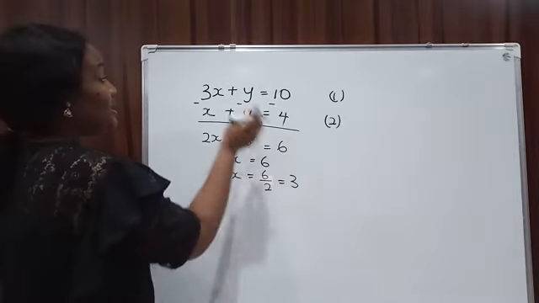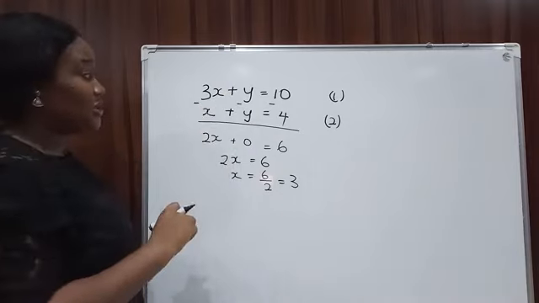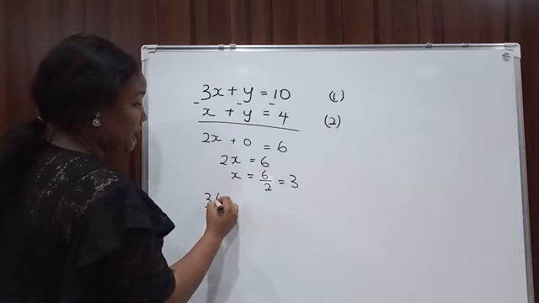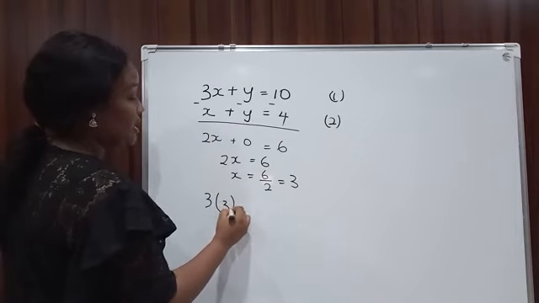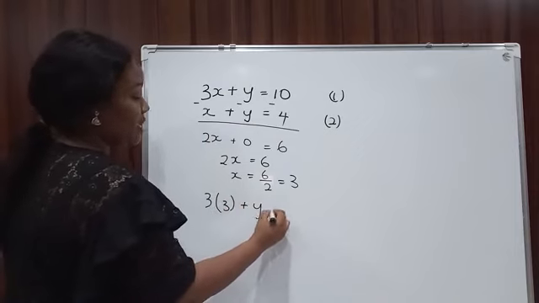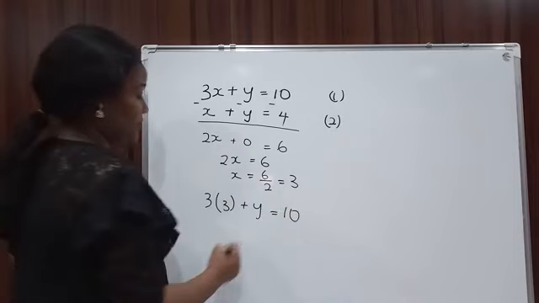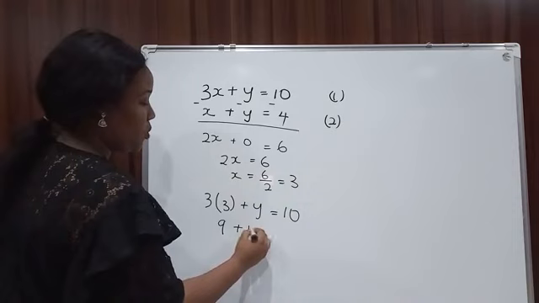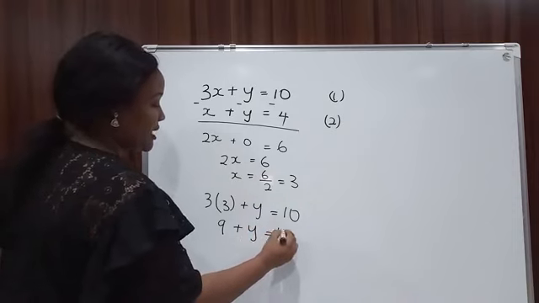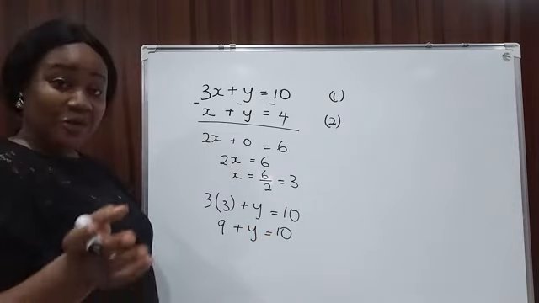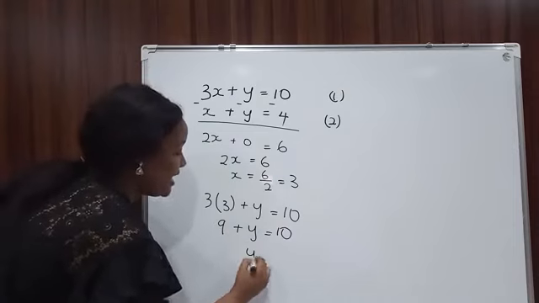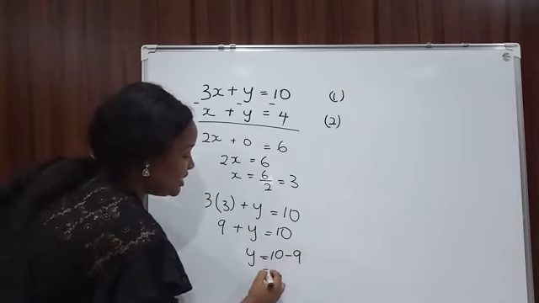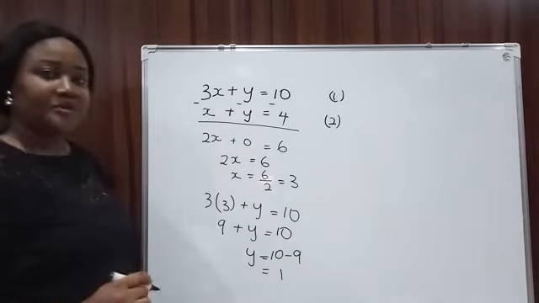So let's take equation 1. We have 3 bracket 3 plus y equals 10. So 3 times 3 is 9 plus y equals 10. So another linear equation, we have y equals 10 minus 9, which gives us 1.